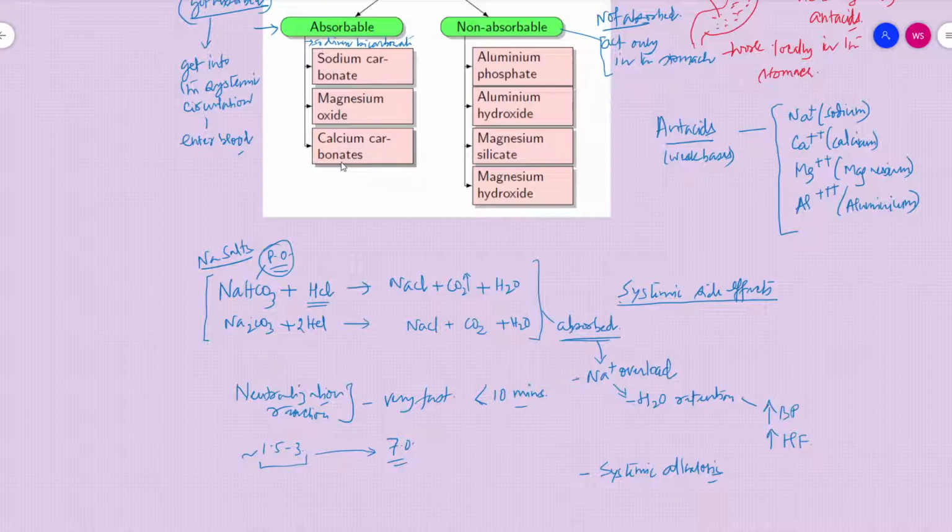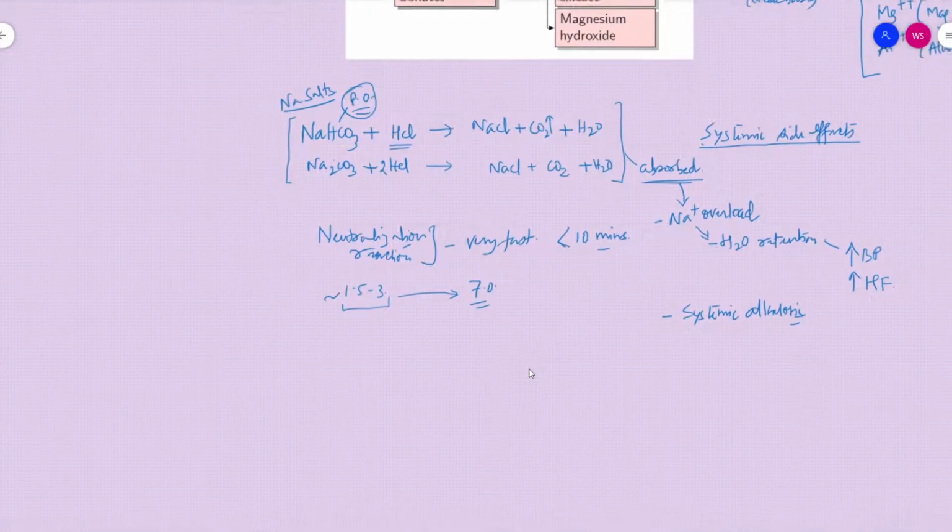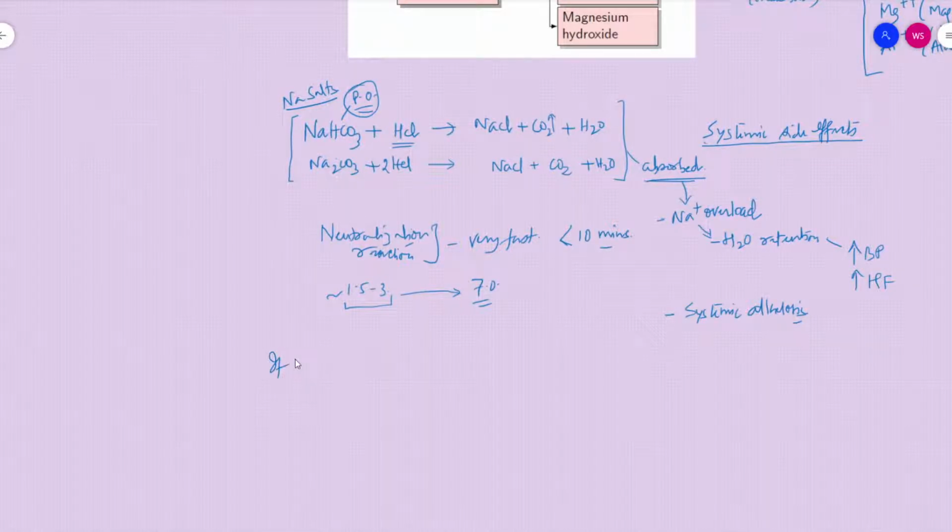Okay, that is for absorbable antacids. Now, if magnesium gets absorbed, what's going to happen? If magnesium ion gets absorbed, it can cause sedation, it can cause bradycardia. So what is bradycardia? It is a decrease in the heart rate. Okay, it can cause bradycardia. It can reduce blood pressure.